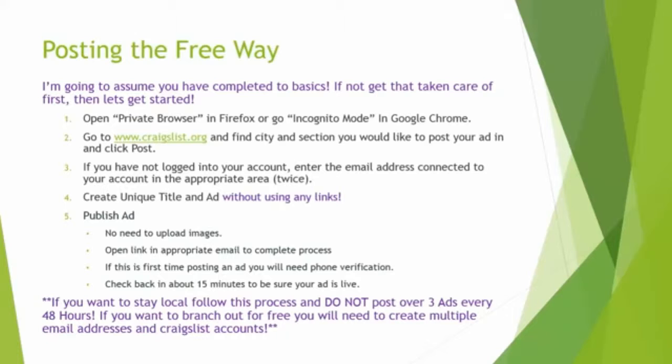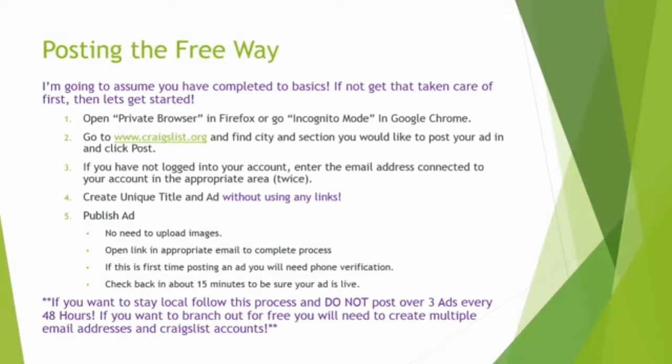So what you want to do to get started is open a private browser in Firefox, or go incognito mode in Google Chrome, which is what you're going to see me do when I get to the demonstration. From there, once you have the browser open, obviously you're going to go to Craigslist.org. That's pretty self-explanatory. And find the city that you want to post your ad in. I'm going to stress that this city needs to be in the state that you live in, and ideally a close city to where you're actually posting from.